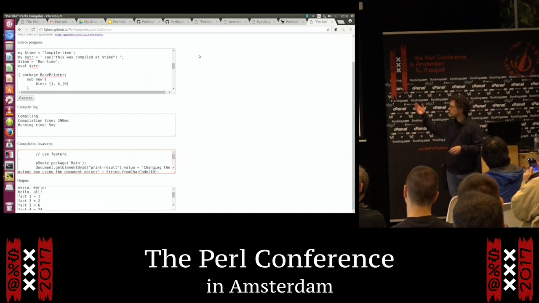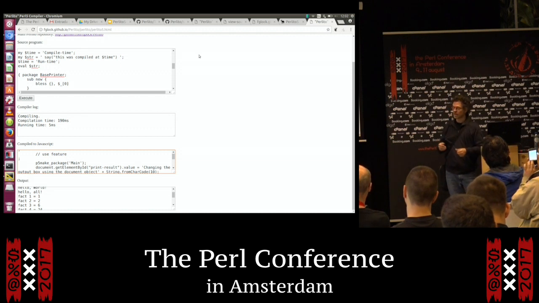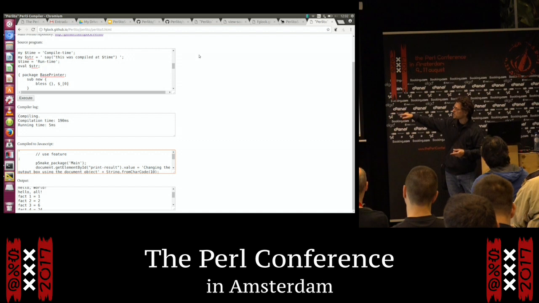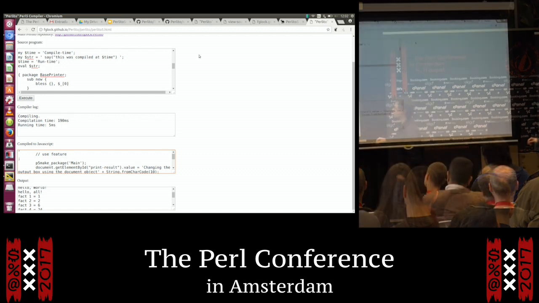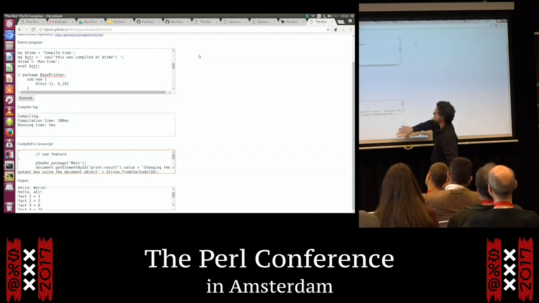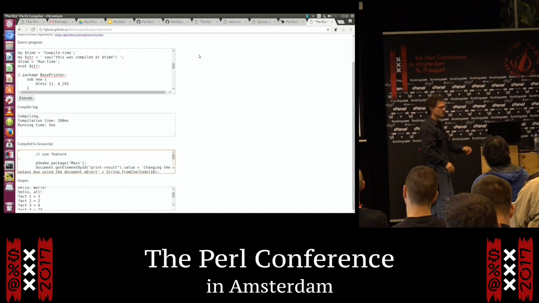And the way this works is we have this large 3 megabyte library that is the compiler compiled to JavaScript. And in JavaScript itself, we implement print, warn, stdout, stdin, stderr, and stderr goes here, stdout goes here. And we also compile JavaScript to show it, but it's plain Perl inside.